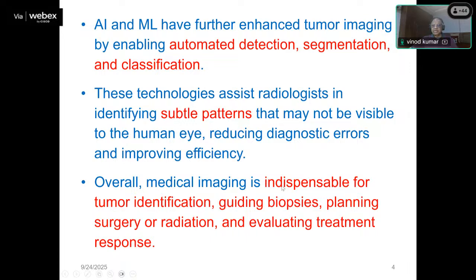So overall, we can say that imaging is indispensable. These days, one cannot think of diagnosis without imaging, for tumor identification, guiding biopsies, planning surgery or radiation, and evaluating treatment response. Even studying the progression of the disease is possible with imaging.